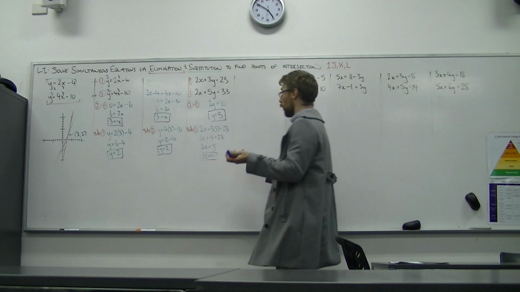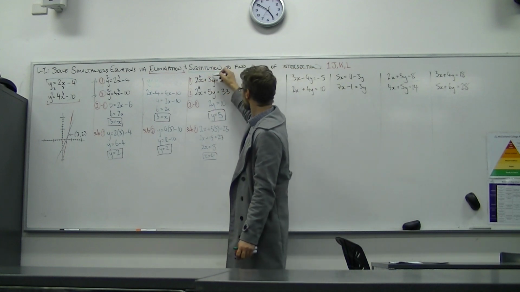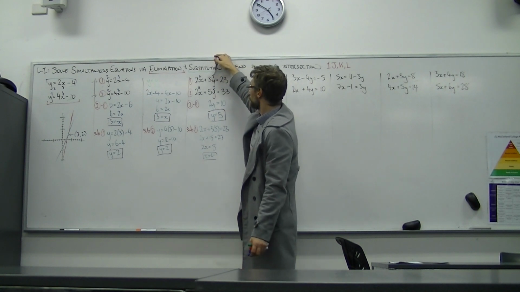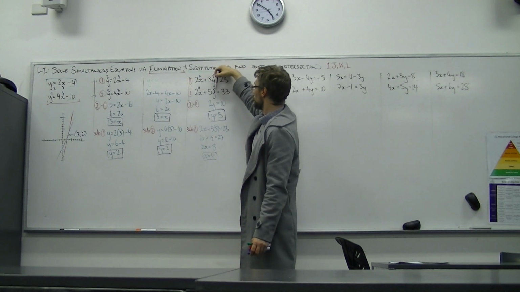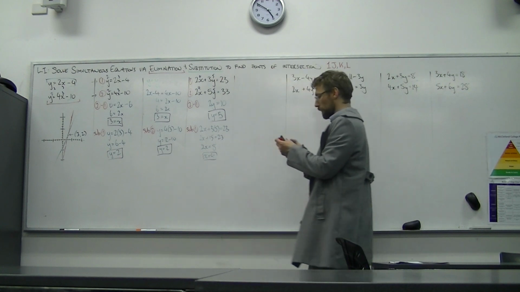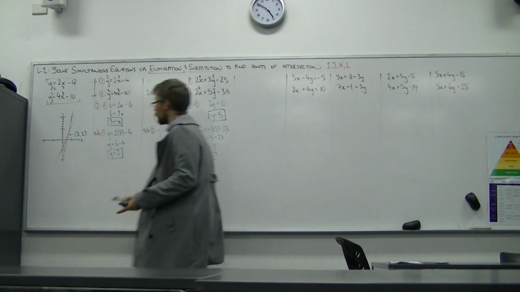Cool. We don't know if this is right, so we should check. x's are 4s, y's are 5s. Okay? 2 by 4, 8, plus 3 by 5, 15, 8 and 15, 23. Yep. 2 by 4, 8, 5 by 5, 25. 8 plus 25, 33. Yep, checks out. We're all happy.